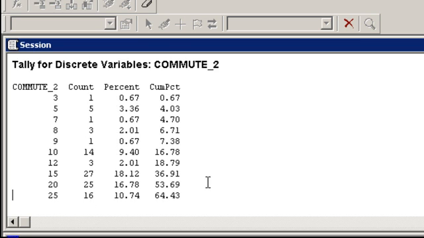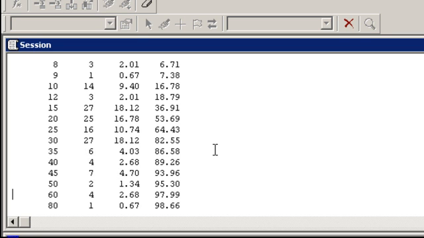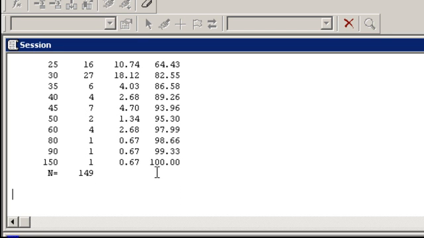Now if we look at this column, cumulative percents, what that tells us is we start with the very first row, add each one. So we start with 0.67, and then we add this new percent for 5-minute commute, which is 3.36. Add those two together and you get 4.03. Then add the next one and the next one, and at the end we should be 100%.